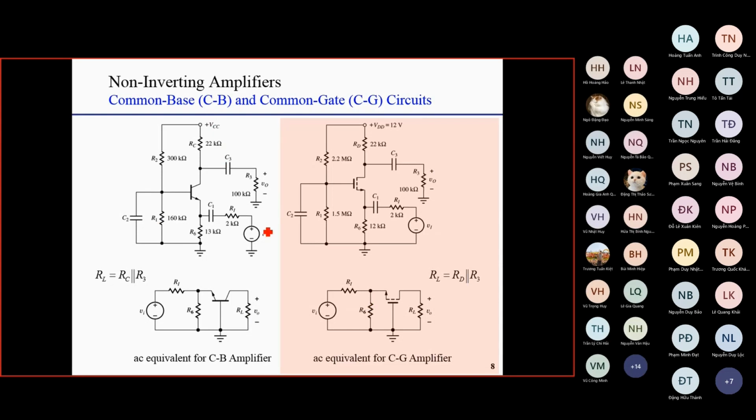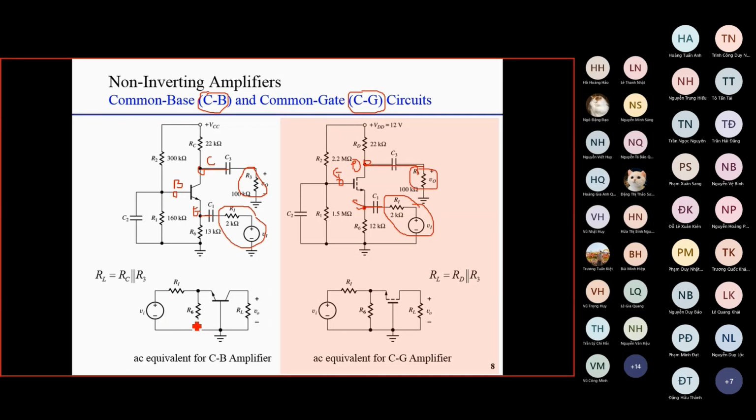And the last one is the common base. For BJT, for the common base, the input signal is fed to the emitter, and the output signal is taken from the collector to supply to the load. That means the base is in common. So you have a common base. Similarly, for field effect transistor, the input signal is fed to the source, and the output signal is taken from the drain to supply to the load. That means the gate is in common. So you have a common gate configuration.